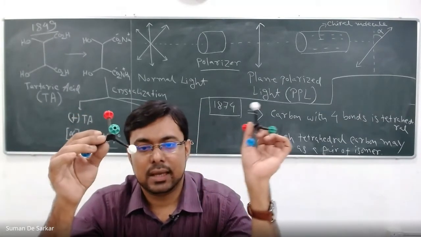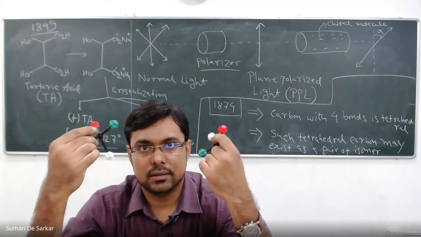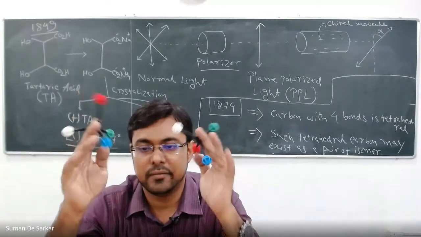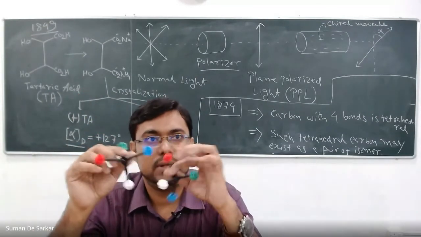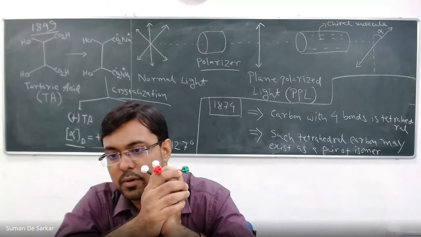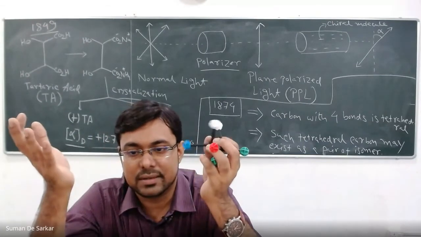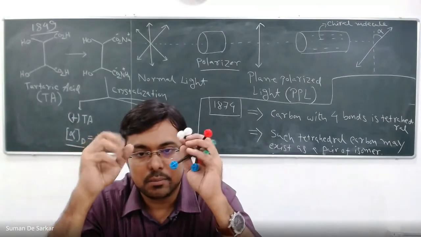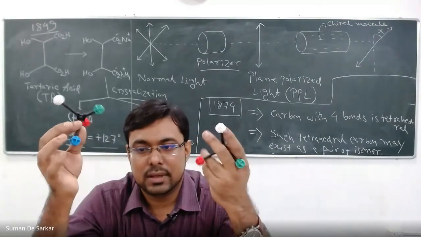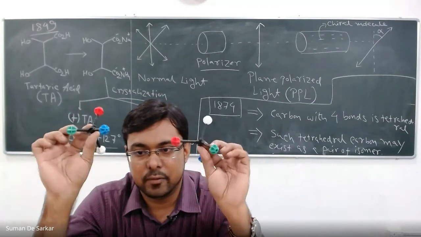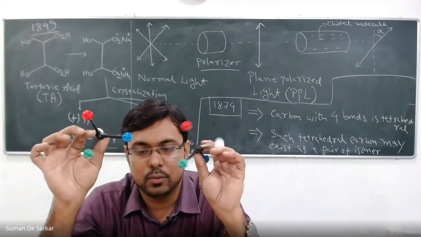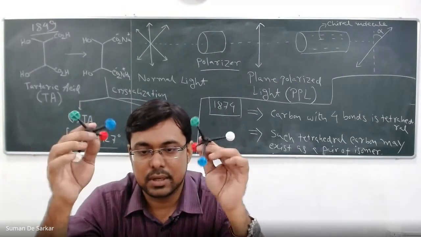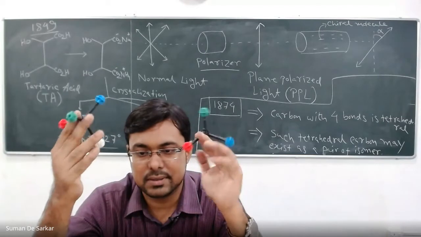But the thing is, as Van 't Hoff said, carbon with 4 bonds in this tetrahedral geometry may exist as a pair of isomers. So what do isomers mean? Isomers have the same chemical formula, but they are different, right? Two molecules with the same chemical formula, but these 2 are different. As you can see, there is a central carbon and then 4 atoms at the terminals, red, blue, green, and white. So these 2 are isomers, there is no doubt, but we have to check whether these 2 are different or the same.